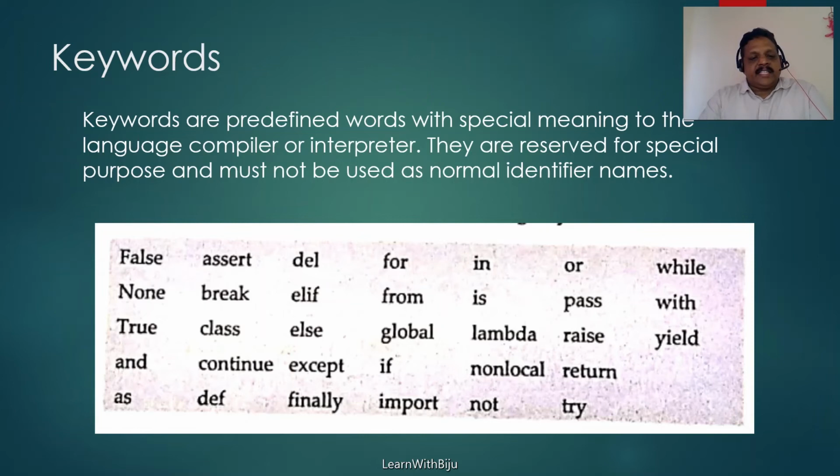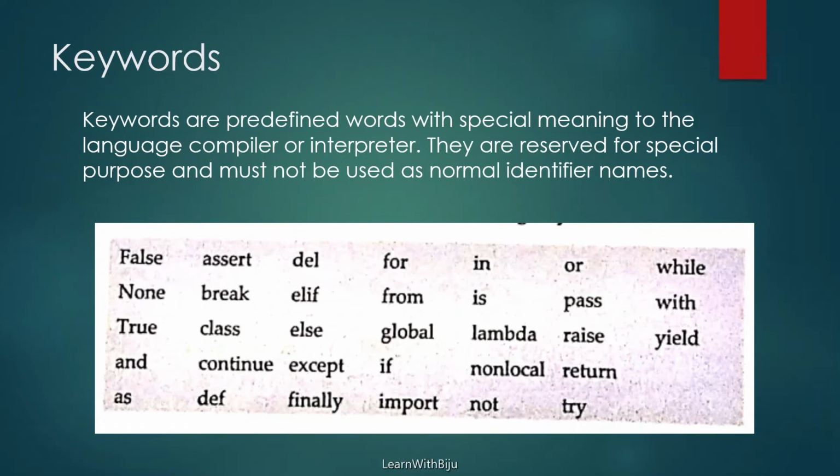If you look at this screen, you see that I have added keywords: False, None, True, and, as, is, in, or, pass, while, with, yield, etc. What are these? They are keywords. They cannot be used as identifier names, or as variable names. They are reserved in Python and have a special meaning to the Python compiler or interpreter. Got it? Let's go to Jupyter Notebook and see it in action.